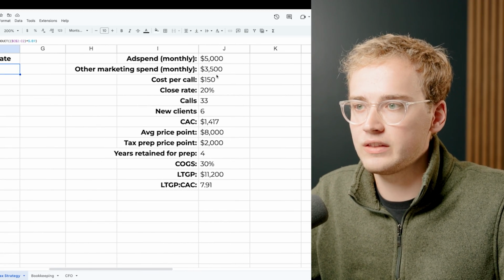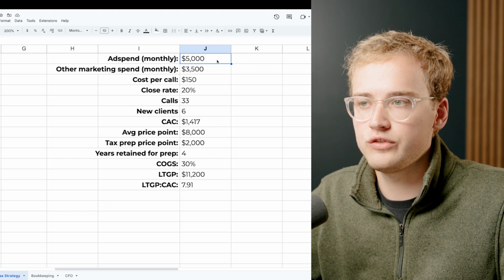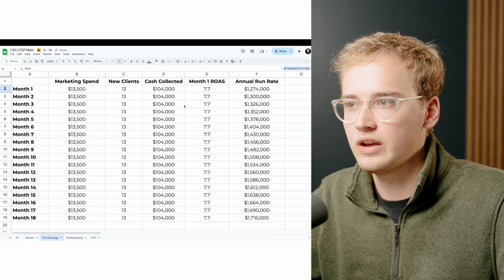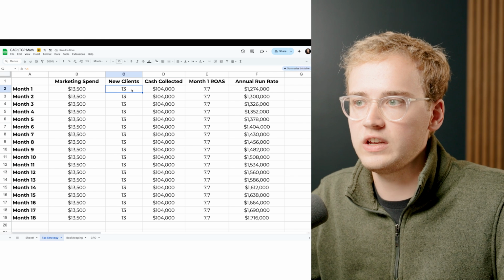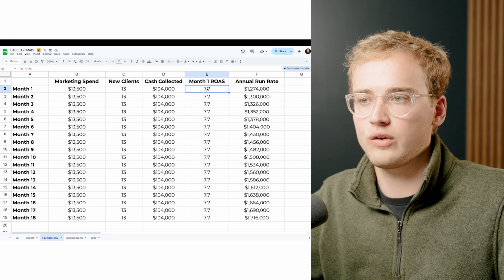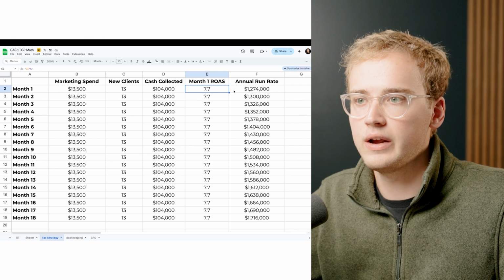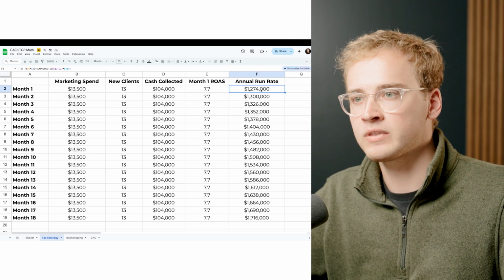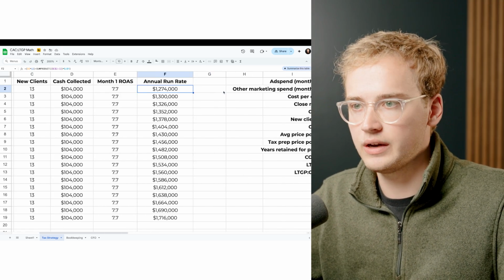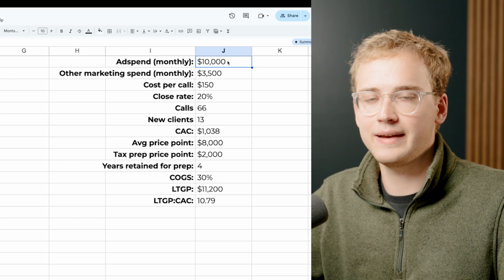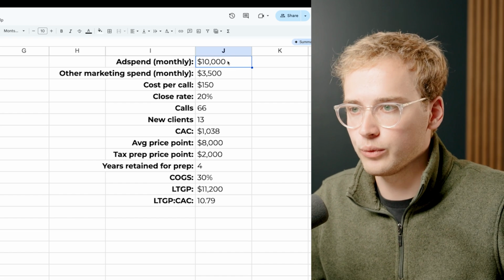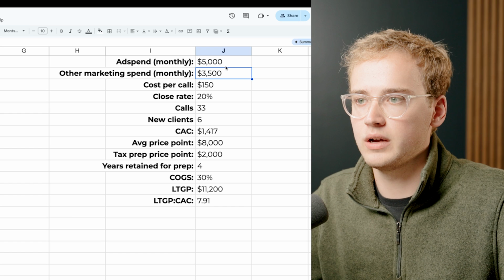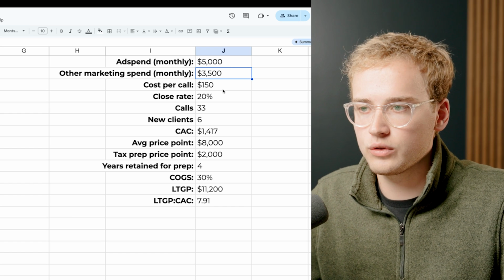Now let's look back at these stats here, right? So we could just double our ad spend, right? If we spend $10,000 a month on ads, you can see that we're going to now get 13 new clients. Our ROAS, our return on ad spend, actually gets a little bit better, and our annual run rate immediately basically doubles, right? So that would be one way to do it. I wouldn't necessarily recommend just kicking your ad spend through the roof, out of the blue. So let's maybe go back to 5,000 a month. And let's look at some of the other levers we could pull here.